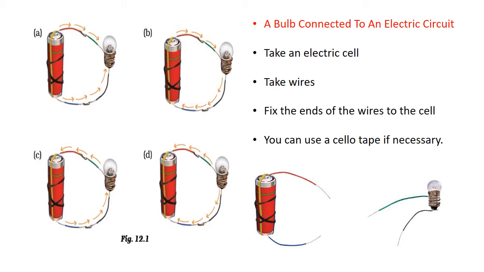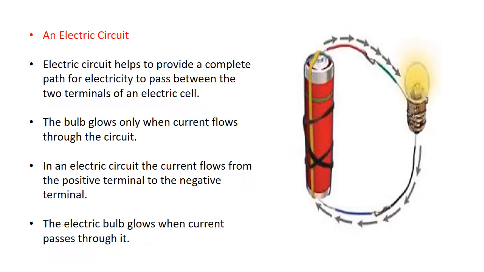So, how is a bulb connected to an electric circuit? For that, first we need to join two wires at the end of the bulb. Then we need to make the connections for the electric cell correctly, right? We can use a rubber band or a sellotape for that purpose to stick the ends. Then we join the ends, fix the ends of the wires to the cell. You can also use a sellotape if it is needed.